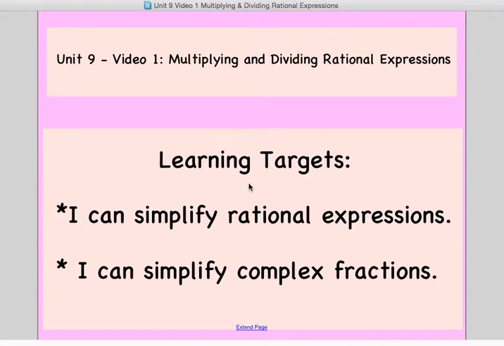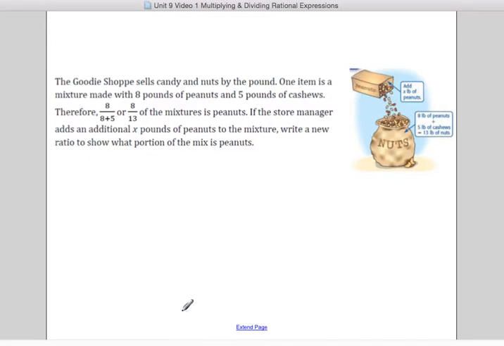Your learning targets for today are that you can simplify rational expressions and you can simplify complex fractions. Okay, so rational expressions are things that are made of ratios. So today we're going to be looking at fractions and then we're looking at complex fractions, which means fractions inside of fractions. Sounds bad, but it's really not. So we're going to be looking at fractions today and simplifying them.